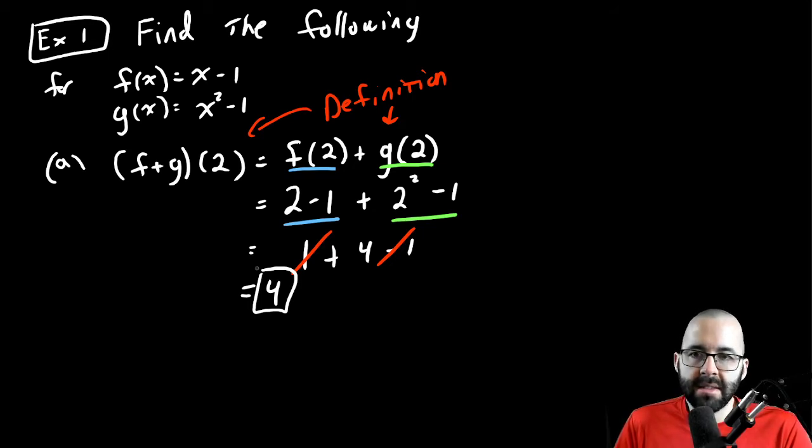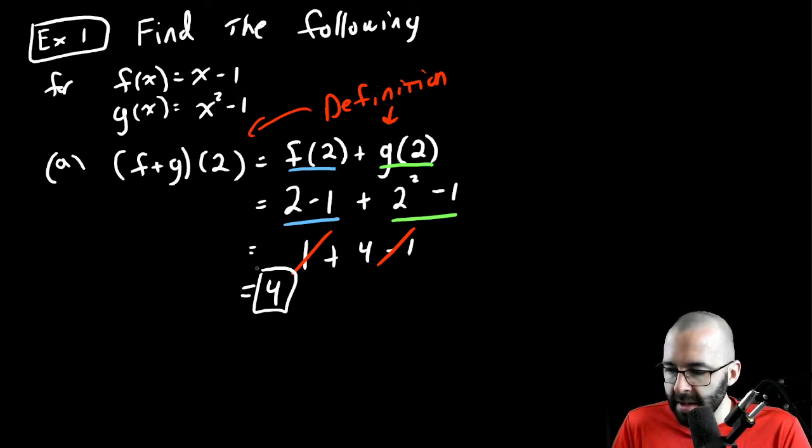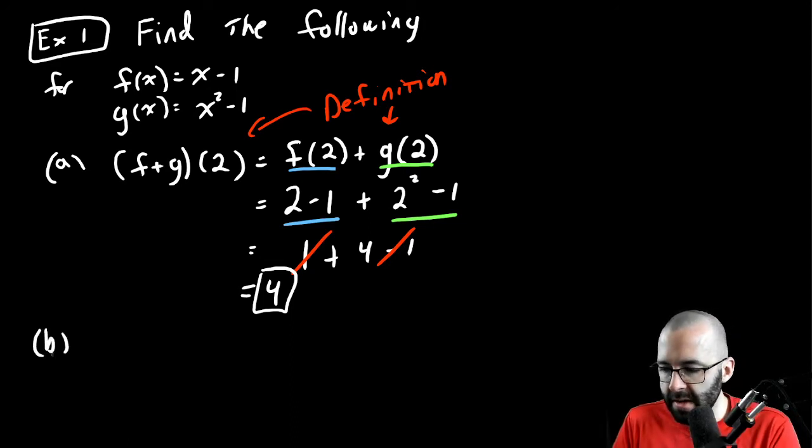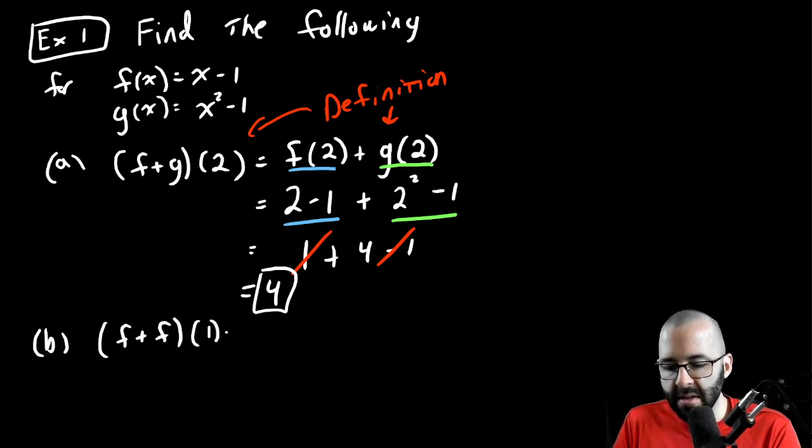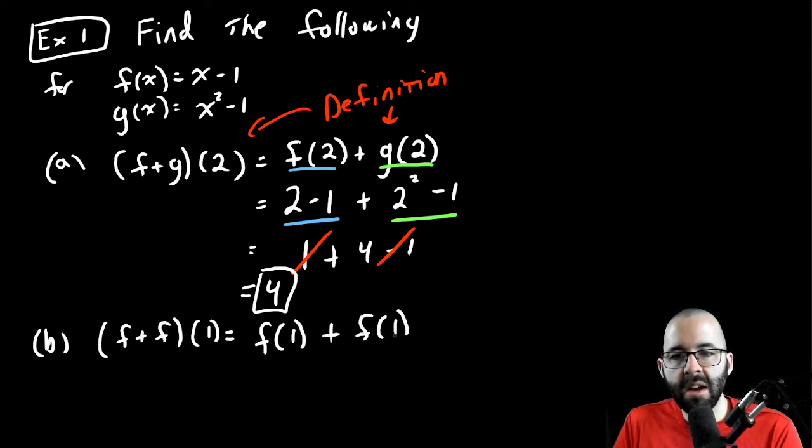All right, and that's function addition. That's one way that we can put functions together. Let's do a couple more real quick. So we can also do something that looks a little weird, f plus f of 1. Just use the same definition. The first function evaluated at 1 plus the second function evaluated at 1.